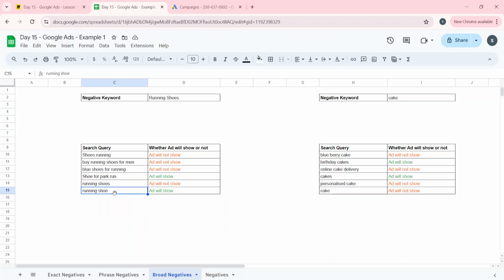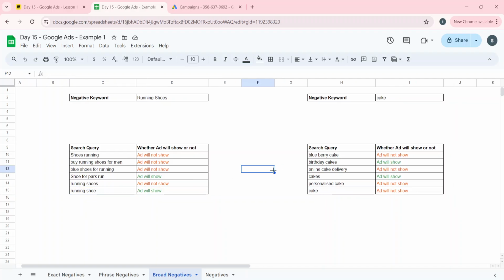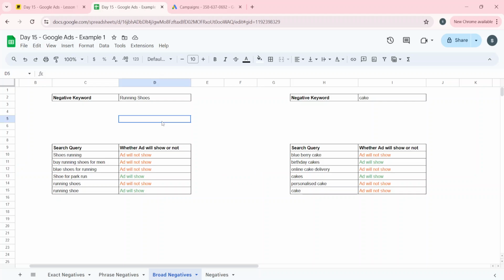And the last example is "running shoe", your ad will show because this is only "shoes" and this is only "shoe". This is the plural form and this is the singular form, you are getting me right? I hope you have got this logic here.